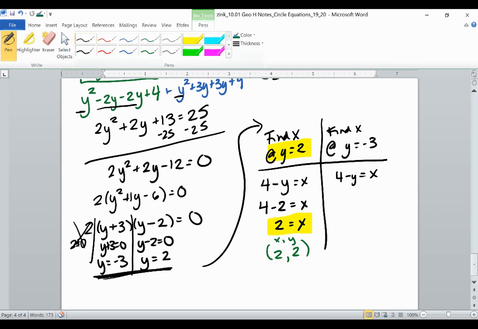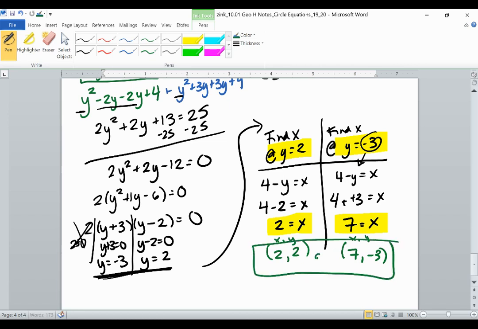Here I'm going to sub in my −3 in for y. So 4 minus −3. So that's going to give me 7 = x. So I subbed in a −3. I got out a 7. X always comes first. So it'd be (7, −3). So 2 answers. Both of these are your points of intersection. So that tells me it's a circle and that line cuts through 2 times. Okay, and those would be your final answers.